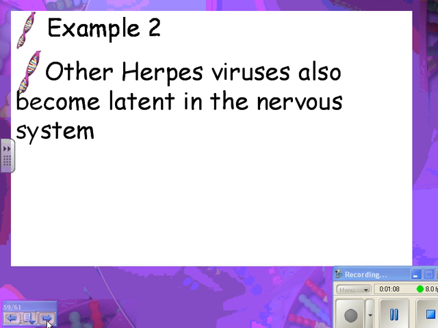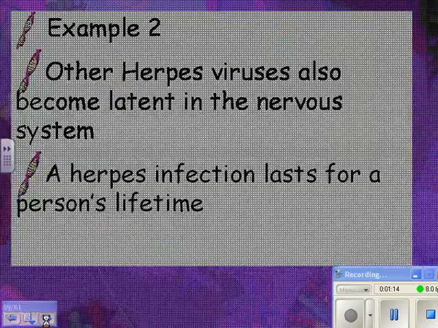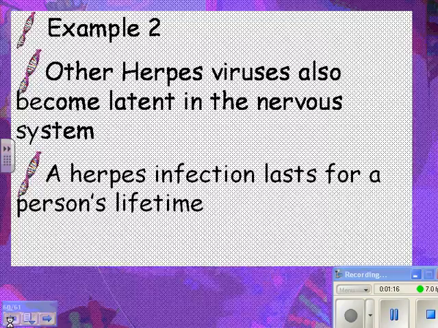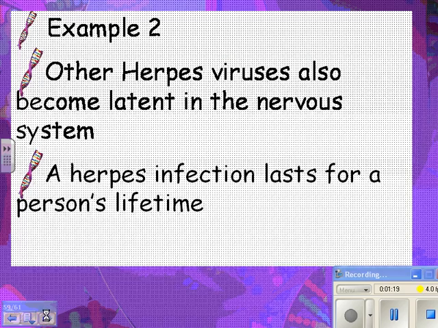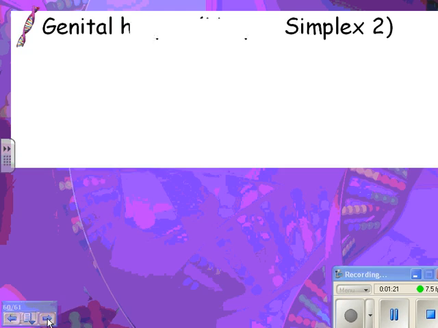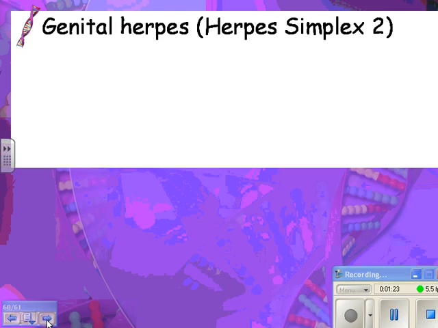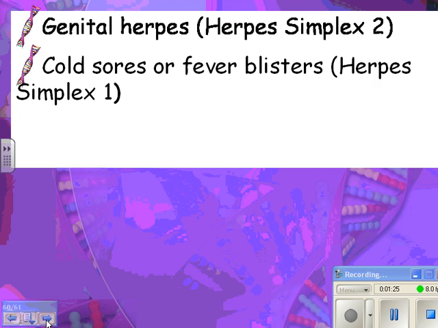And shingles can be pretty bad, or it can be not so bad. You can get a mild case of it, or it can be really awful. Other herpes viruses also become latent or just hang out for years in the nervous system. For example, a herpes infection lasts for a person's lifetime. And so there are different strains of herpes. There's oral herpes and genital herpes. Genital herpes is herpes simplex 2. And then cold sores or fever blisters are herpes simplex 1.